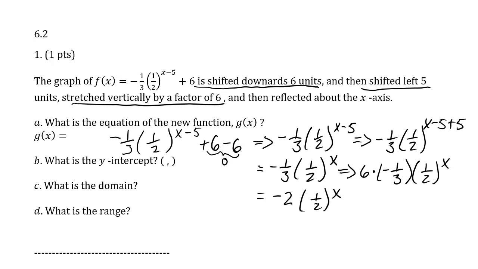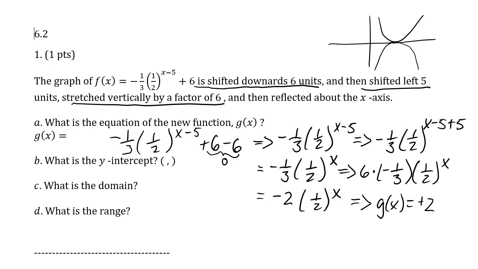Now we have to reflect it about the x-axis. An x-axis reflection means that if the graph was looking something like this, then it's going to change and look like this, where it gets reflected over the x-axis. To accomplish that, we multiply the front by a negative sign. This is going to lead us to the final form of our new equation, which I'll call g. G as a function is going to be a positive 2 times 1/2 raised to the x power. That's our new function.